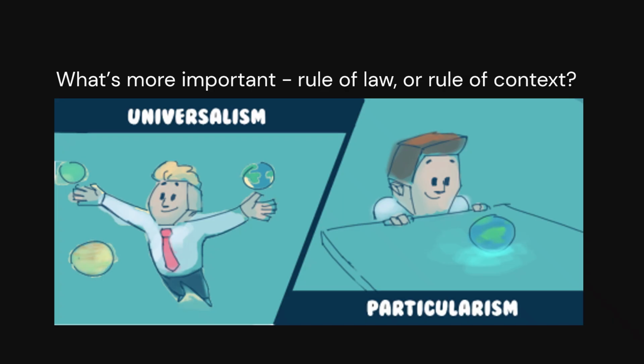Particularism, on the other hand, looks at context, looks at relationship, and decides whether right and wrong are based on this particular set of circumstances and priorities. Something that might be wrong in one circumstance is not necessarily wrong in another circumstance.